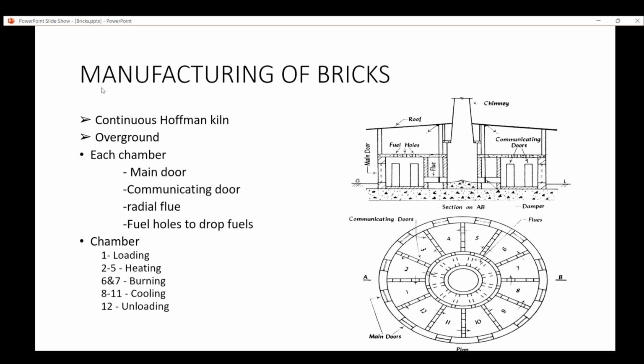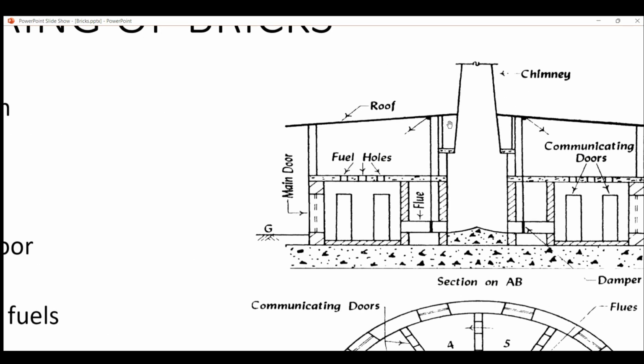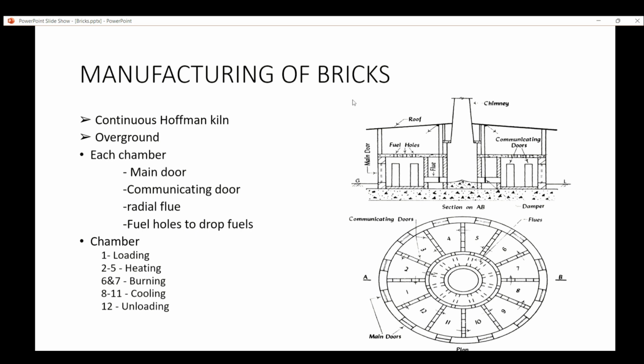Now, manufacturing of bricks by the continuous Hoffman kiln. This is a basic picture of a continuous Hoffman kiln, and each chamber has a main door. These are communicating doors, fuel chimneys, and all that. Now, what the chambers do, we will discuss.